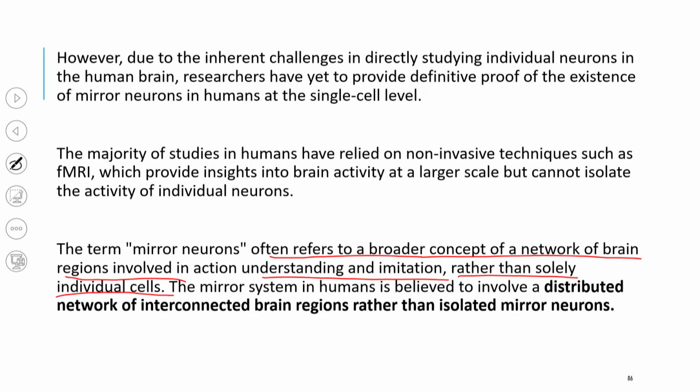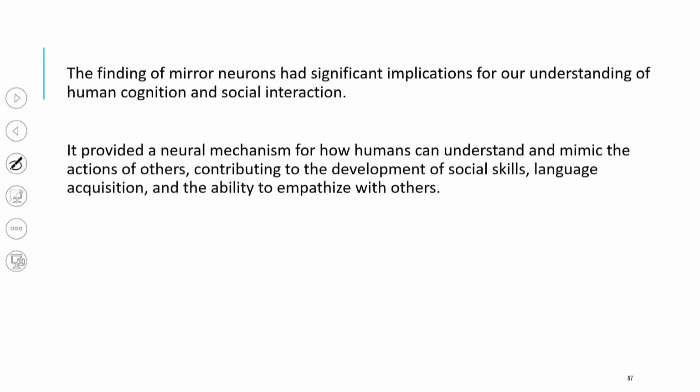They collectively create what is called a mirror system in humans, which is believed to be a distributed network of interconnected brain regions rather than isolated mirror neurons. In humans it is not about specific cells, but a network of cells in interconnected areas of the cortex, some of which I have shown in the figure. This finding of mirror neurons had a lot of implications for understanding different kinds of behavior from a neurological perspective.